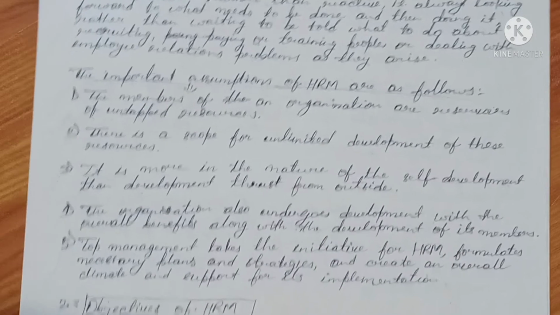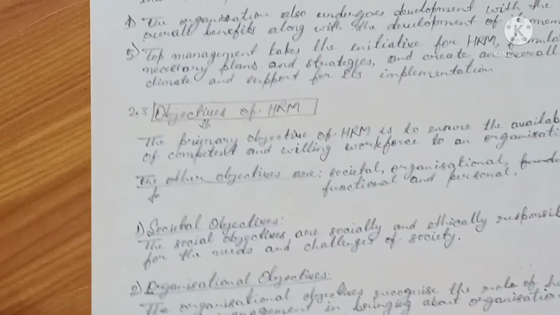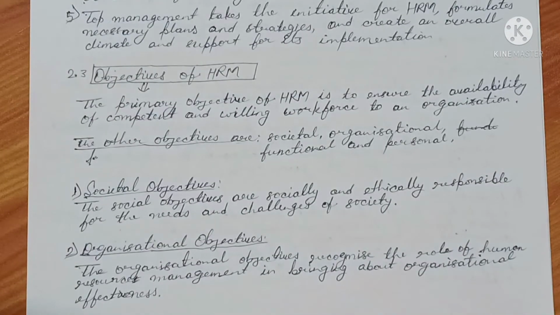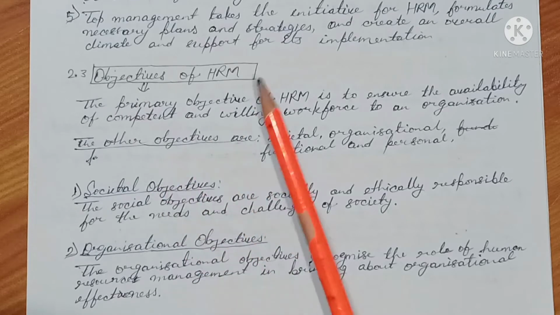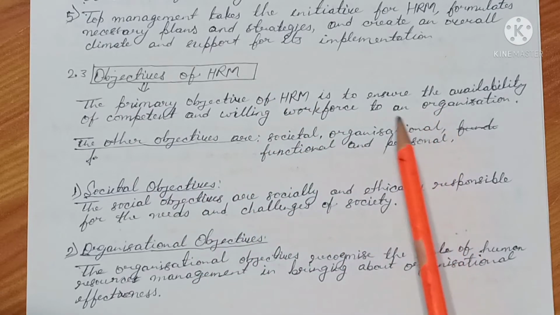Okay, then after this it is about the objective of human resource management. The primary objective of human resource management is to ensure the availability of a competent and willing workforce to an organization. Okay, so willing and competent. Competent means the people who are able to perform the job properly. So those are competent employees or workforce, and willing also. Because if they are not willing to work, whether they are competent or not, then the organization cannot benefit from that workforce.